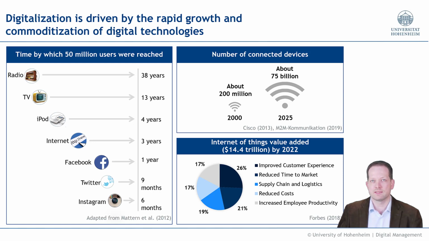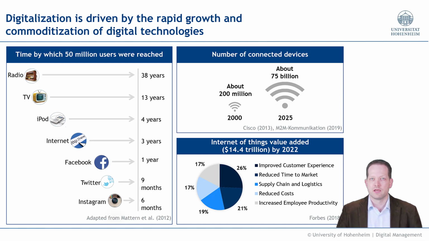And we call this, obviously, the Internet of Things. Because if we talk about this high number of internet-connected devices, it's not about individual computing devices, individual smartphones and so on, but it's about the things around us getting connected to the internet, getting smart, and thereby building the Internet of Things. And what you see on the lower right-hand side is the estimated value added by the Internet of Things: an improved customer experience, reduced time to market, supply chain and logistics, reduced costs, increased employee productivity. You'll find many other estimates with other numbers and other breakdowns. I only chose this chart here to make clear that the Internet of Things is a pervasive thing, that it affects many different parts of our businesses and our society.